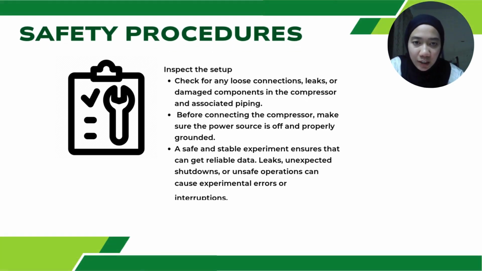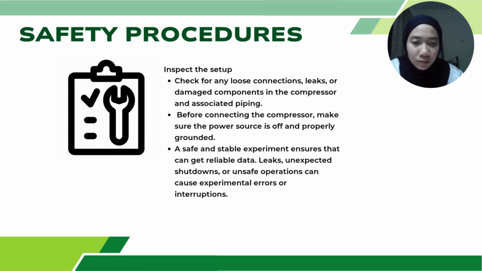Lastly, we need to inspect the setup. Check for any loose connections, leaks, or damaged components in the compressor and associated piping. Before connecting the compressor, make sure the power source is off and properly grounded. A safe and stable experiment ensures that we can get reliable data. Leaks, unexpected shutdowns, or unsafe operation can cause experimental errors or interruptions.